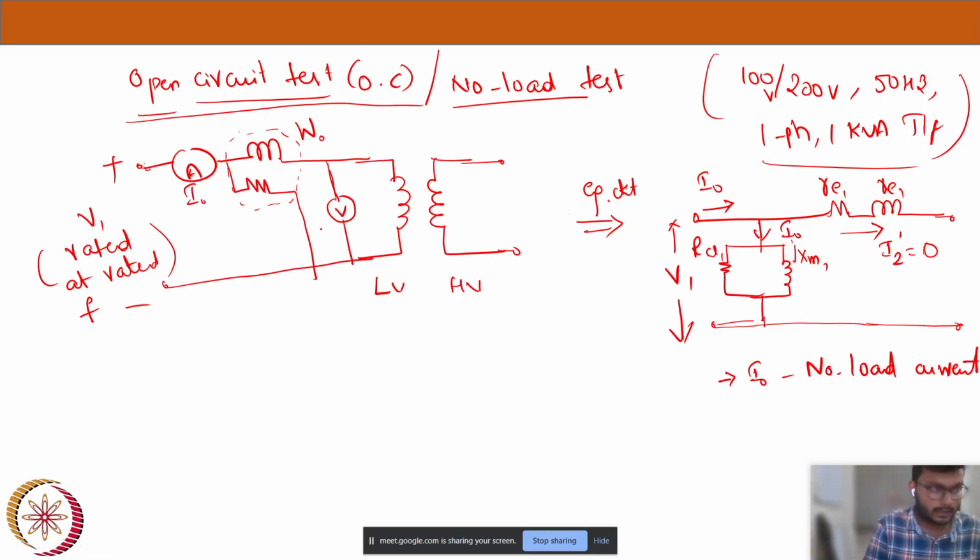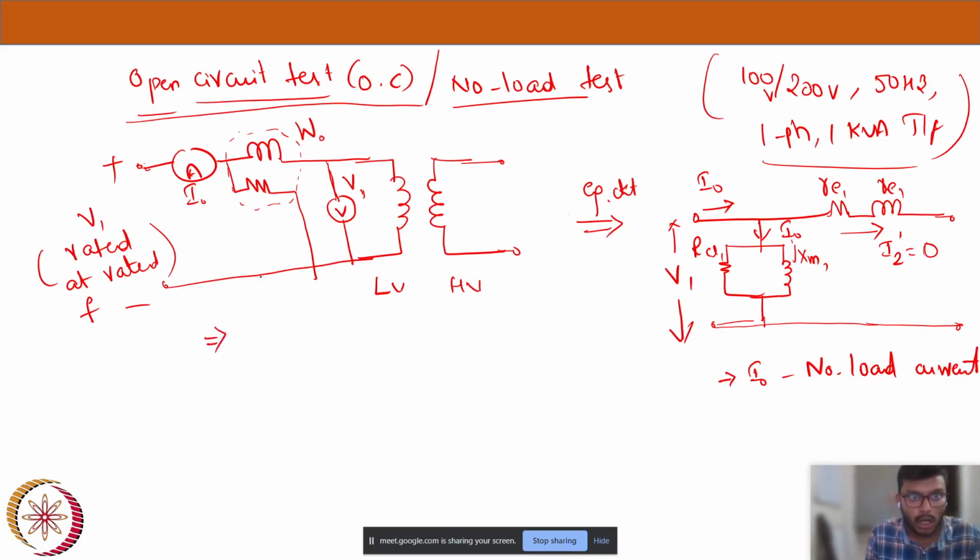This current is I0 and this voltage is nothing but V1. We are assuming all the ammeter and wattmeters are ideal, so there are no losses in the meters itself. Let's see. So let's write some equations.